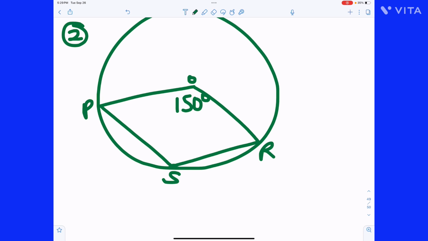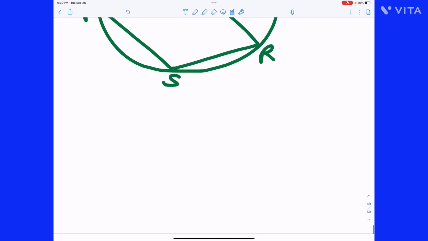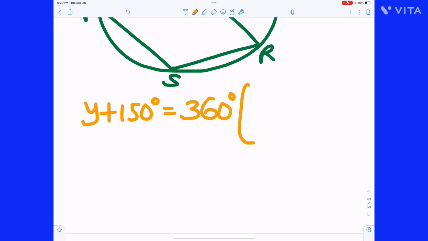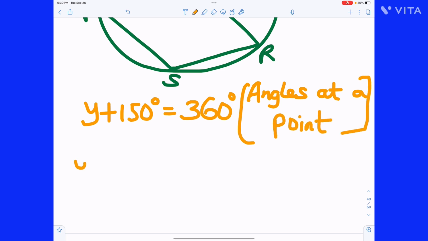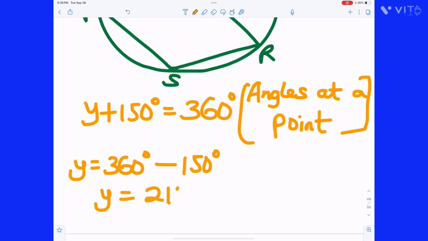If you look at this very well, there are two angles at this center. One is here, and one is here. So let's call this one Y. Y plus 150 will be equal to 360 degrees. Meaning sum of angles at a point. So Y is 360 degrees minus 150 degrees. Y is what? 210 degrees.